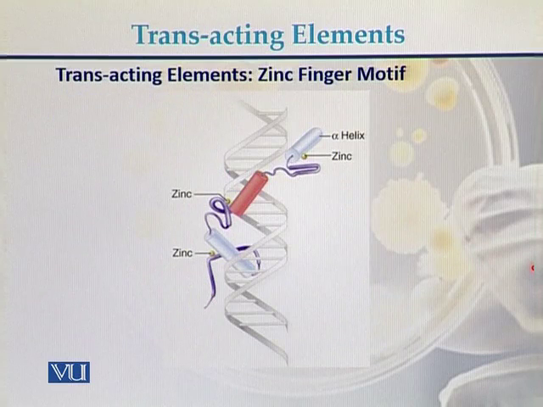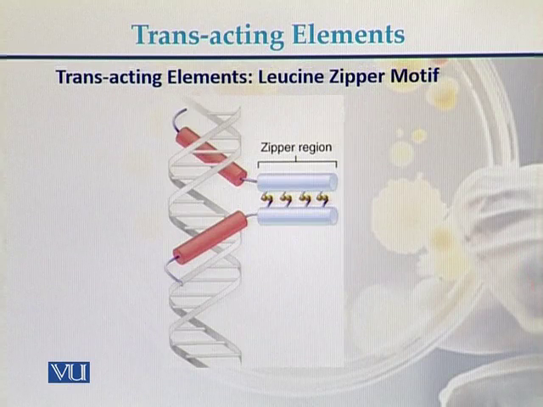Another type of trans-acting element is the zinc finger motif. So here is the zinc finger motif that binds with the DNA to control the gene expression. Here is the zinc. So this type of trans-acting element is called the zinc finger motif. Another type of trans-acting element is the leucine zipper motif. So this is a structure of the leucine zipper motif. Here we can see the zipper region of this trans-acting element.